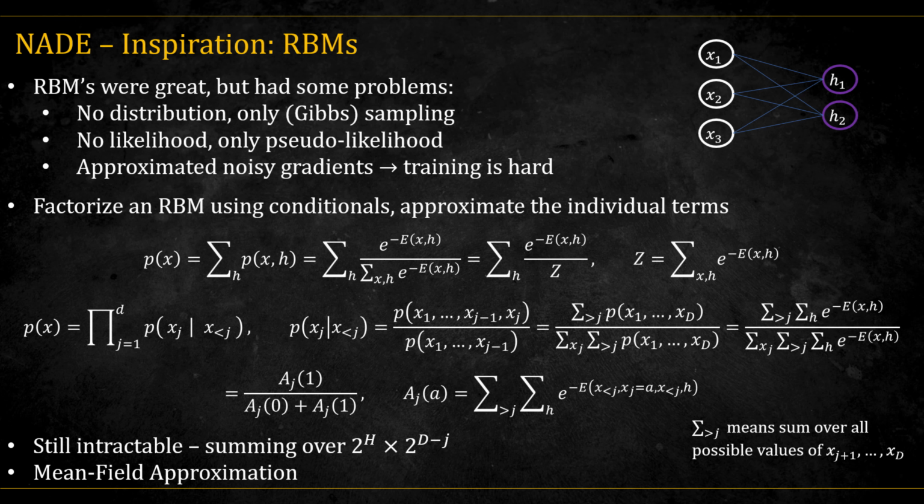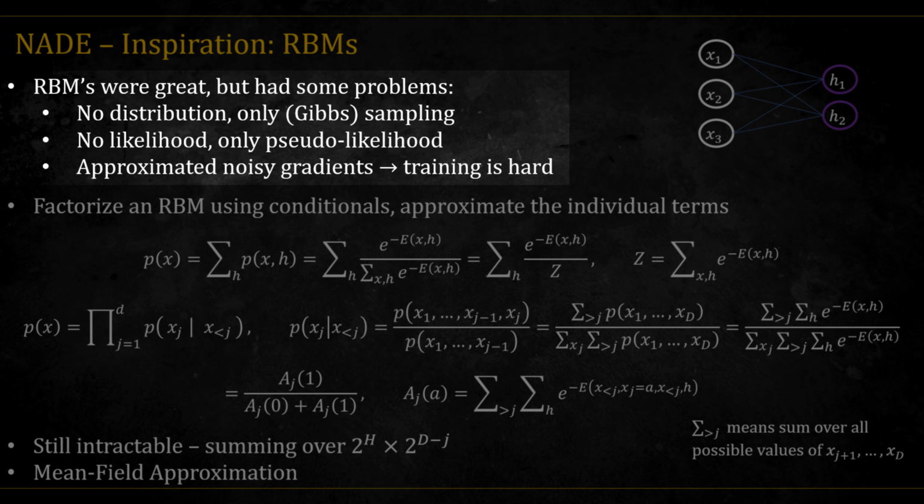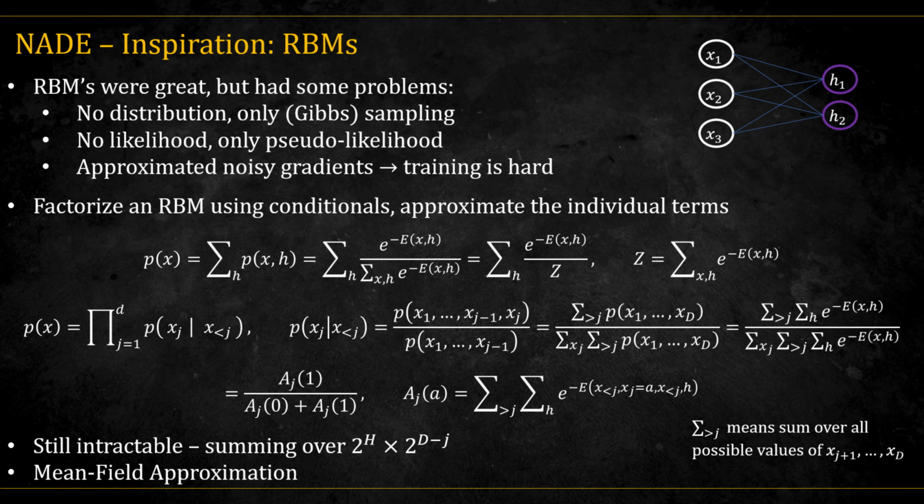The motivation actually came from RBMs and wanting to improve on them. In the RBM video, I mentioned that RBMs suffer from several limitations. You can only sample using this method, you don't get an explicit analytical distribution. There is no tractable likelihood, only a pseudo-likelihood, and the gradients are noisy, making the model hard to train. So what the NADE authors did was to use the energy function form of the Boltzmann distribution and factor it out using conditionals. The problem is that it's still quite intractable.